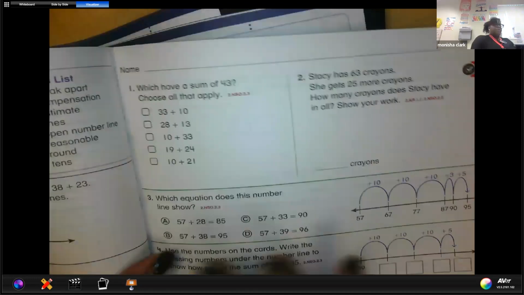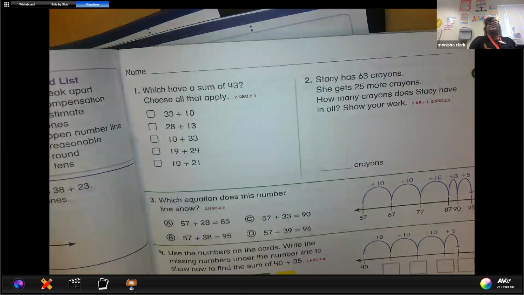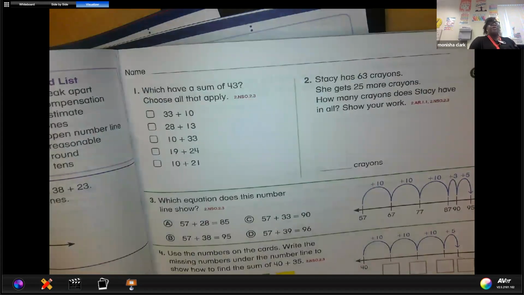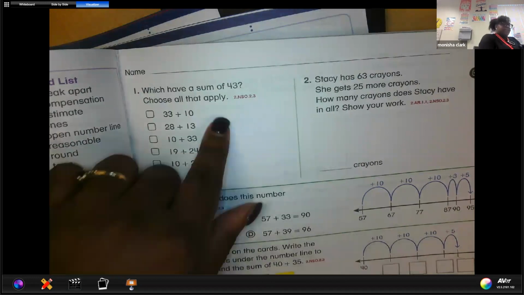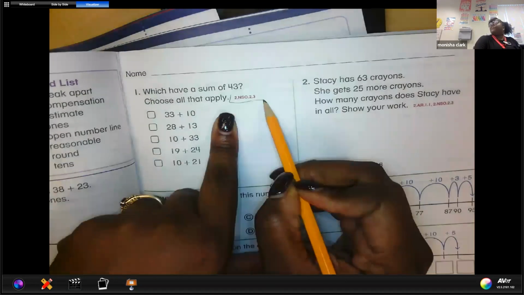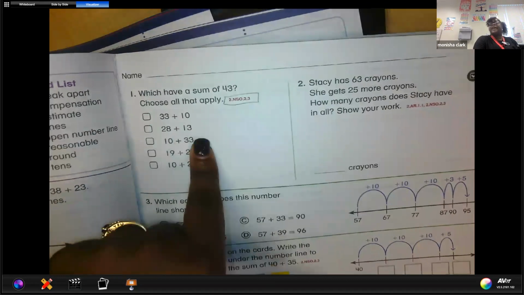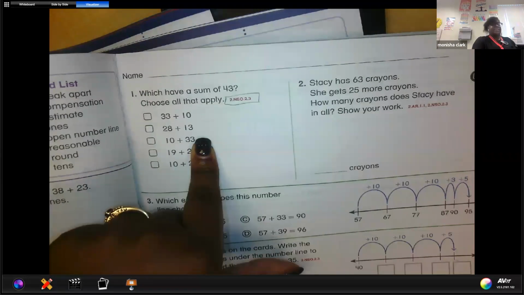So these questions all have to deal with everything that we talked about in topic 3. So they're all over the place, different things that we've talked about in topic 3. If you look here, it tells us the standard, and this is more for your parents than anything else, that this question covers. You will have questions just like this in your test.